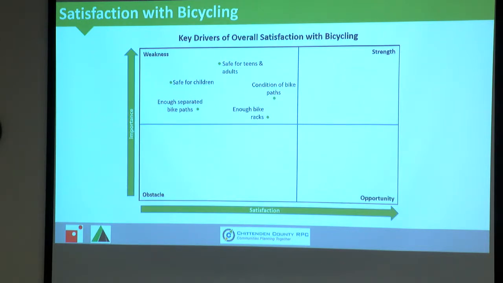Now, bicycling. What I mentioned to you before about Green Mountain Transit and how these things are all clustering together, we're seeing even more of that with bicycling, where bicycling isn't as important as other things are in driving people's overall satisfaction, but it is important. Again, however, not as many people bicycle as drive, not as many people bicycle as do these other things. So that's why you're seeing everything appear as a weakness.